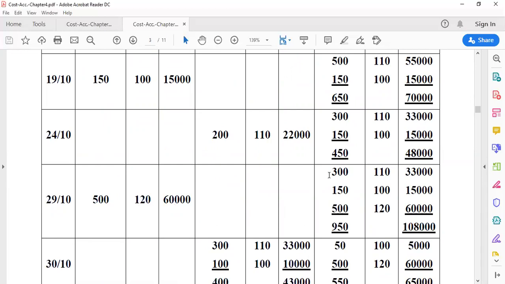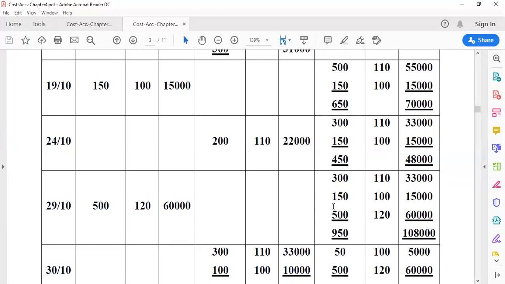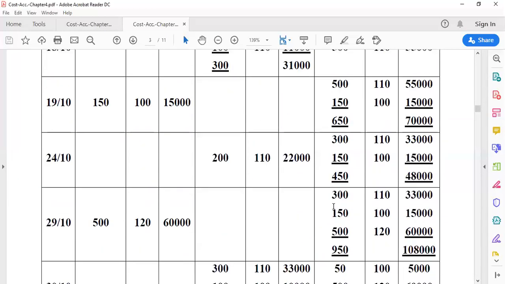Put them with the balance, to get our balances, which will be the same: 300 times 110, 150 times 100, and also 500 times 120. Why do we do it like this? Because purchases increase balances. But when we issue, we take from our balances. This is the opposite. Do you understand? Yes, I understand.